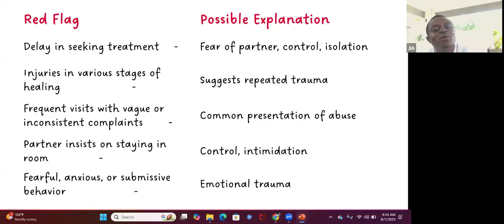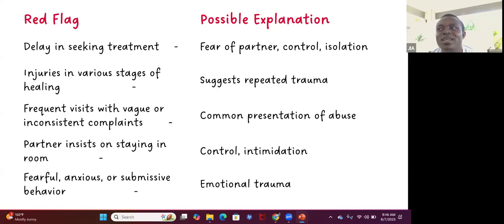Then the last one here, fearful or anxious, or submissive behavior. So when the victim shows, like, you see that this patient is too submissive, like the submission level to the caregiver or the person who brought him or her to the hospital is too much. I mean, it's overwhelming. This is like too humble. When you see that, too submissive behavior, you should suspect. Okay. You suspect. Most of the times it is emotional trauma.